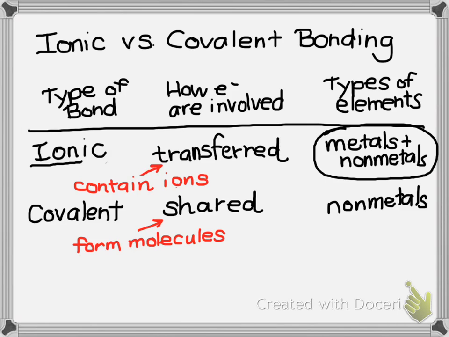This occurs between nonmetals together. It would also occur between a metalloid and a nonmetal. This sharing of the electrons is what creates the bond in covalent bonding. Covalent bonds do not create or have ions in them. Instead, they form units that we call molecules.